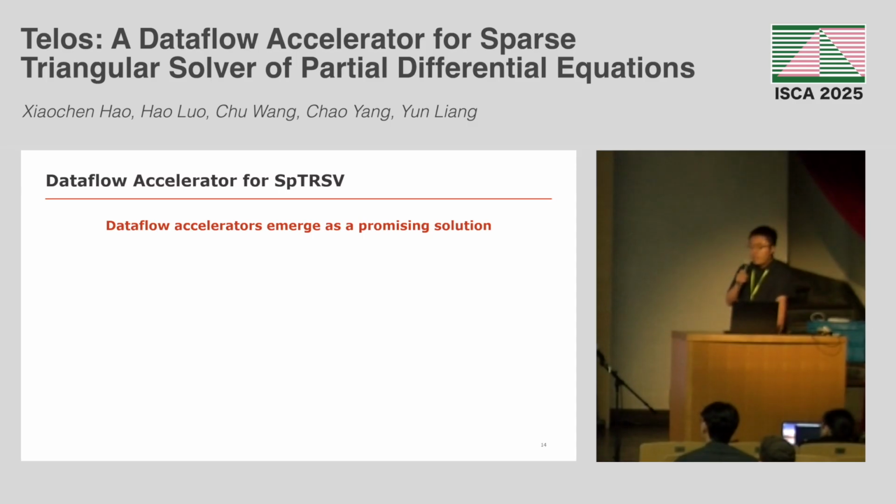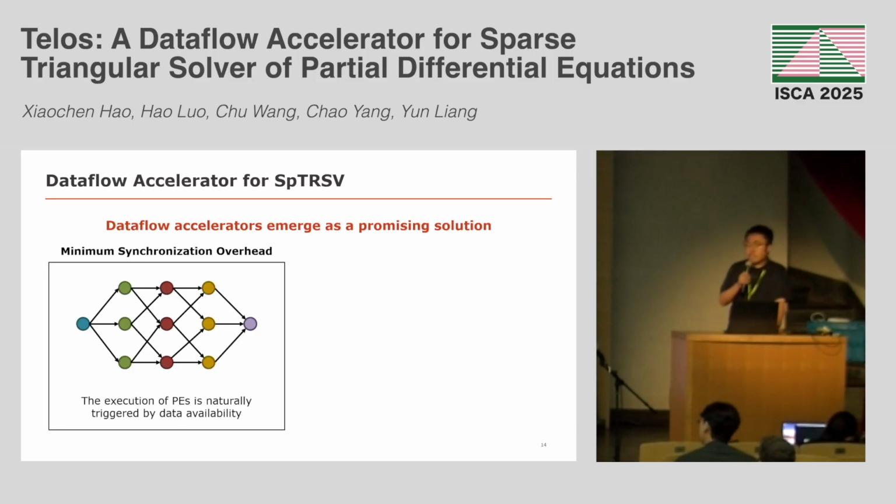In contrast, Dataflow accelerators present a promising solution to overcome the limitations of GPUs. First, Dataflow accelerators get rid of explicit synchronization mechanisms, thereby minimizing the overhead. As mentioned, SPTRSV naturally follows the dependency graph of variables, with PEs triggered by data availability, enabling a fine-grained asynchronous execution.